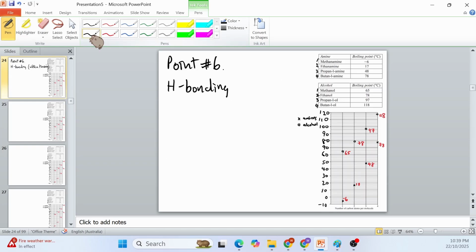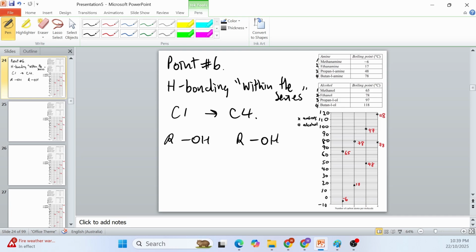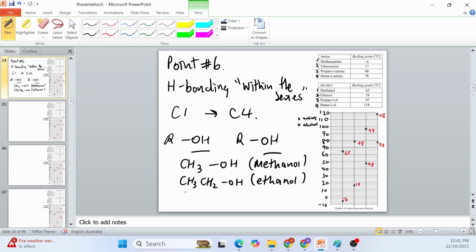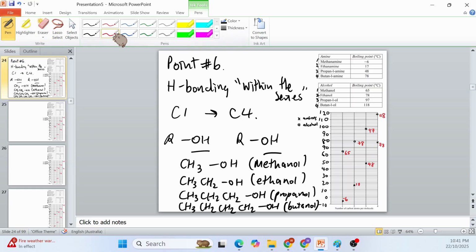Point number 6. If we're looking at hydrogen bonding within the series, there shouldn't be much difference between the first carbon and the fourth carbon, because only the carbon chain increases. Let me demonstrate. This is methanol, this is ethanol, propanol, and lastly butanol. As you can see, the only thing that changes is the additional carbon each time we go down the list, yet the hydroxy remains the same.